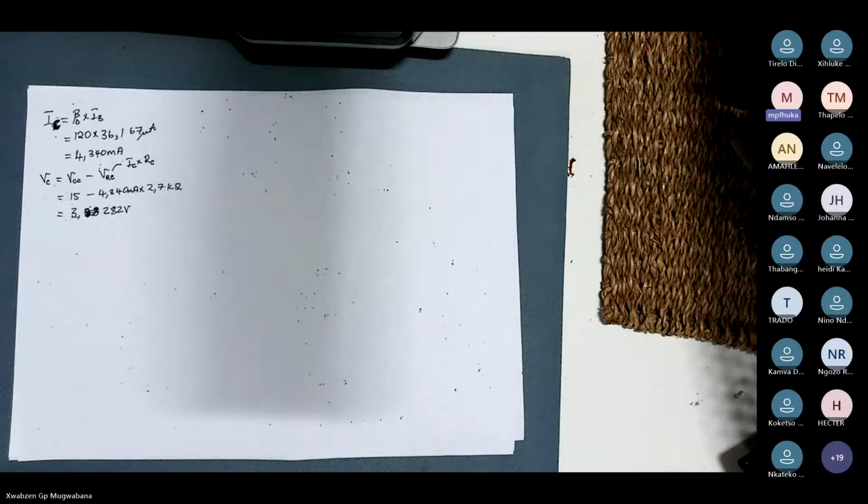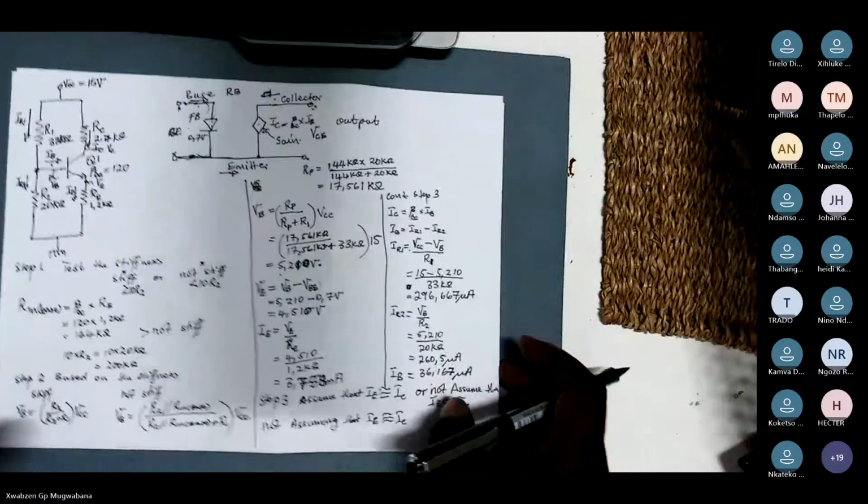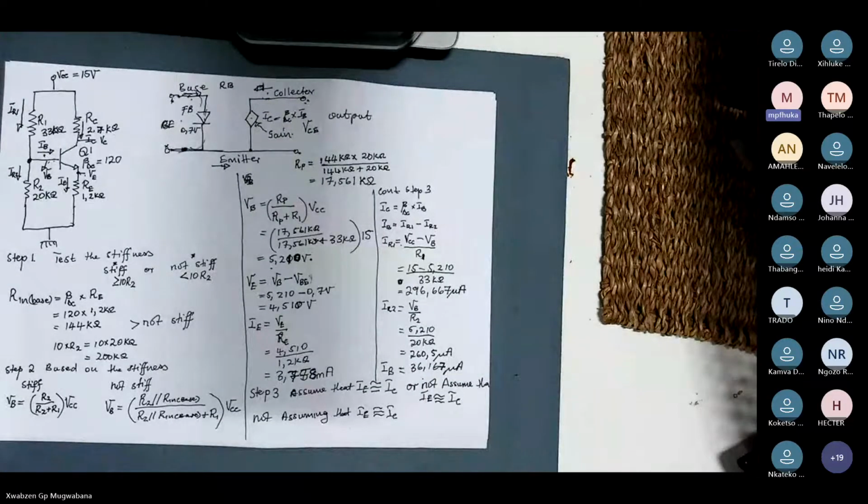Before, you said it's not stiff. Yes, you use the formula of stiff. Last paper, you said not stiff, but you use the formula of stiff. Where did I use the formula of stiff? Step one, you said 144 kilo ohms is not stiff. And step two, there are two formulas, stiff and not stiff, and you use the stiff one.